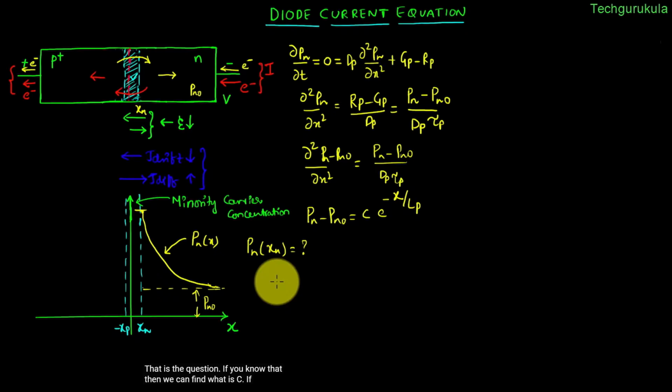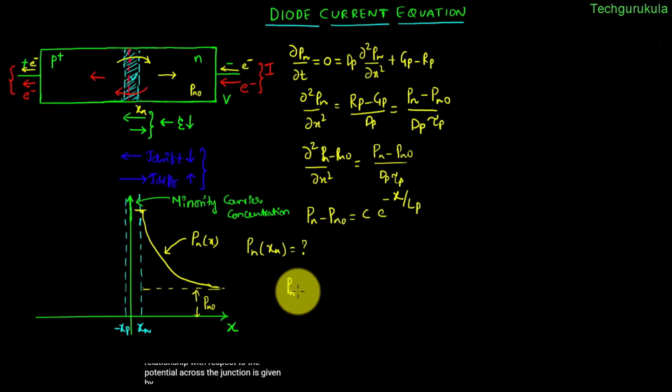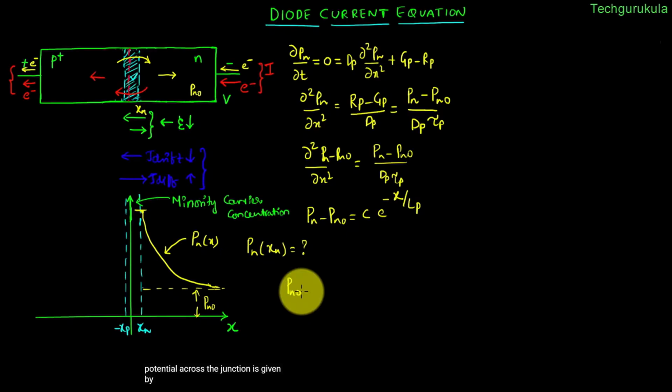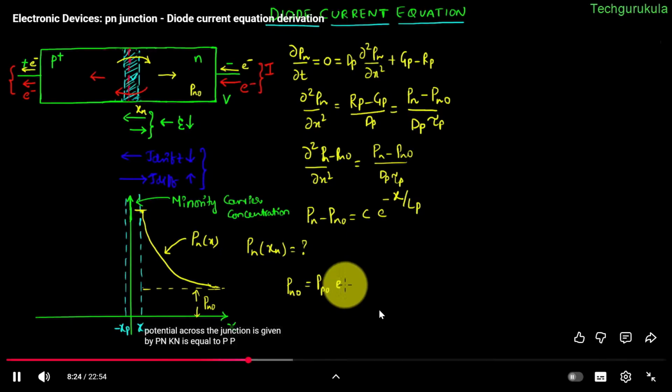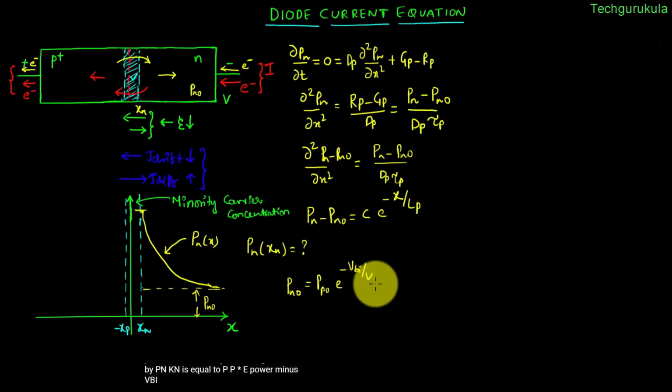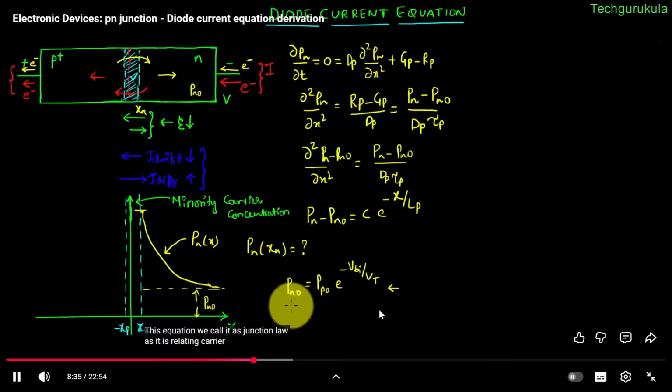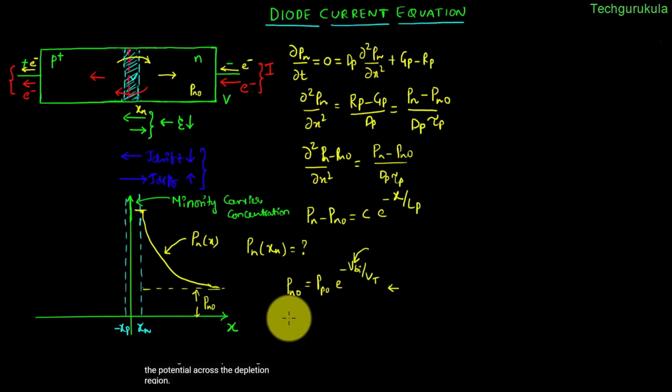If you go back and see the thermal equilibrium p-n junction, the carrier concentration relation with respect to the potential across the junction is given by Pn naught is equal to Pp naught times e power minus Vbi over Vt. This equation, we call the junction law, as it is relating carrier concentrations at the edge of the depletion region with the potential across the depletion region.